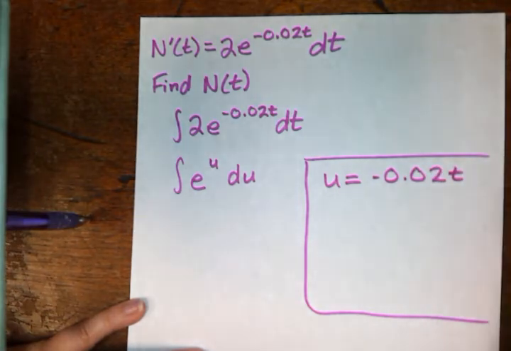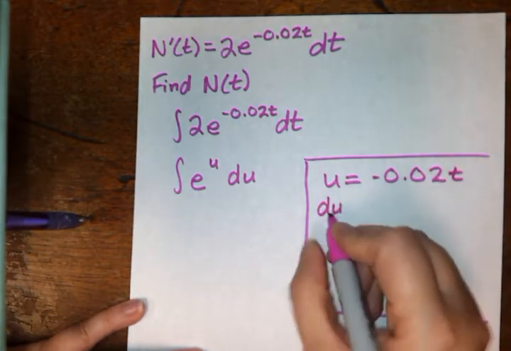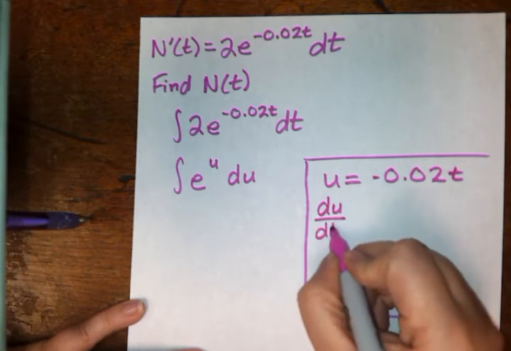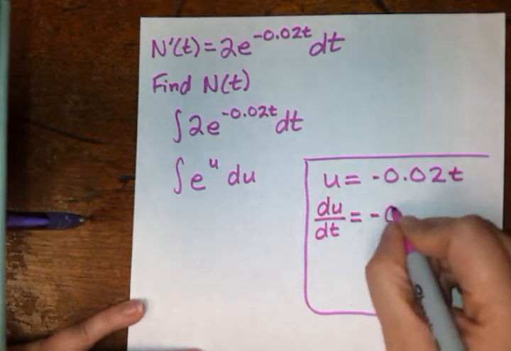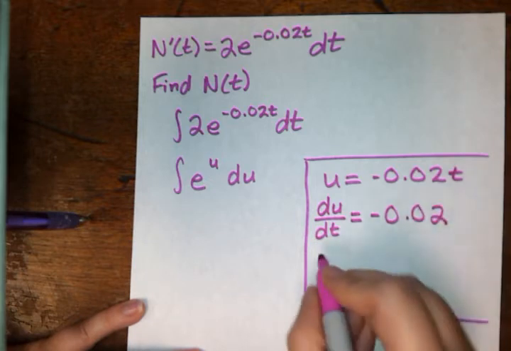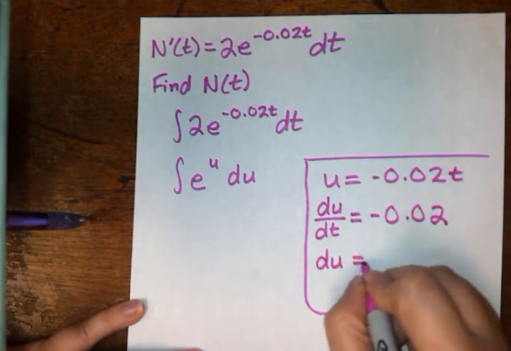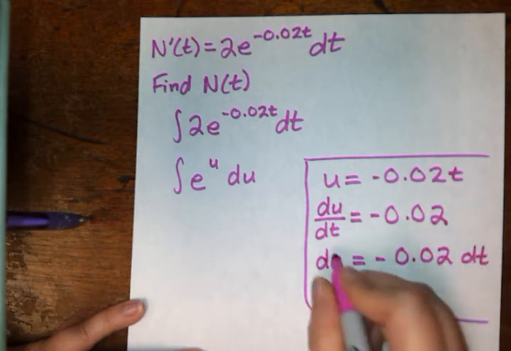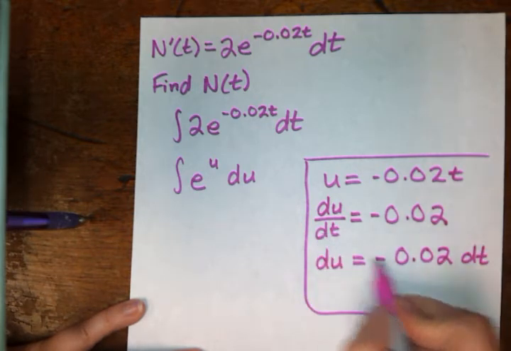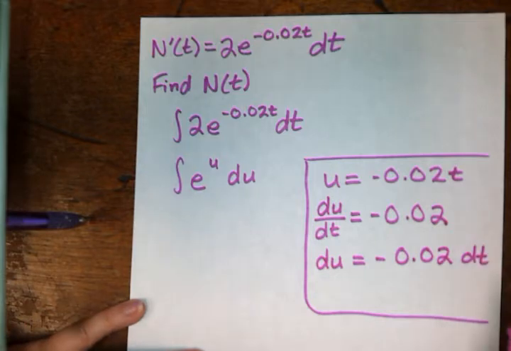0.02t. So if I take the derivative of that, that's the derivative of u with respect to t, because that's my variable, that is going to give me negative 0.02. If I rewrite that, du equals negative 0.02 dt. I just brought over my dt. See the dt here? Brought it over here. Okay, does that match up with what I've got up here?